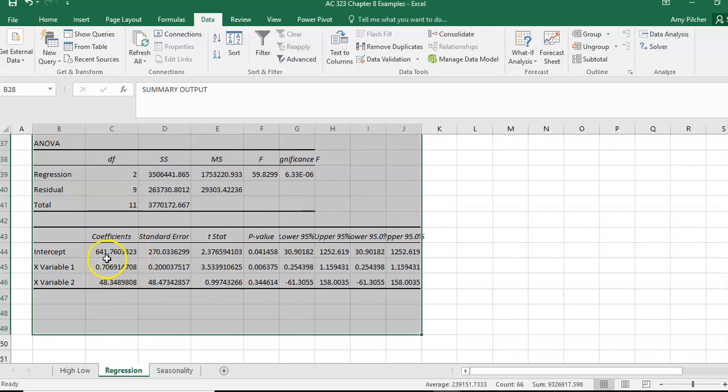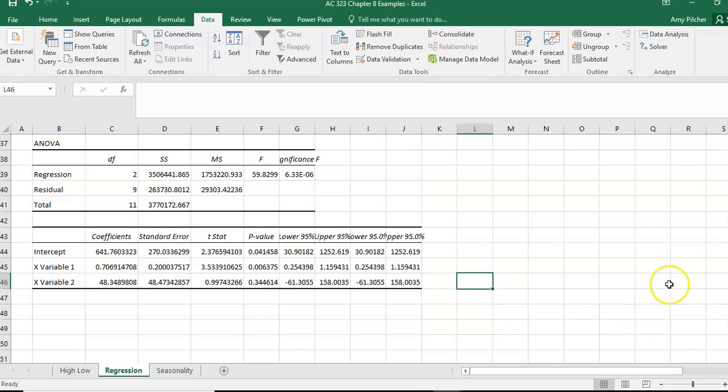What we have then is fixed cost of $641.76. Variable 1 for square feet is 71 cents, and variable 2 for number of openings is $48.35.